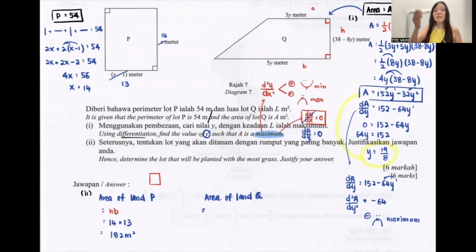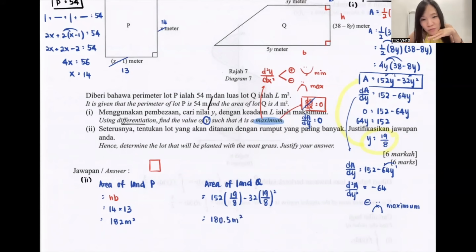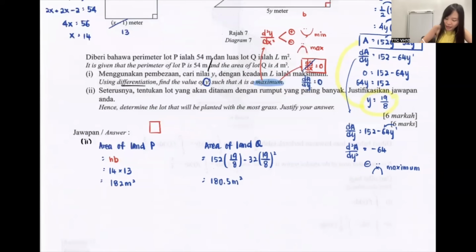Can you guys see? You already have an area equation. So just sub inside. 152 times 19/8 minus 32, 19/8 square. Okay? So guys, I press the whole thing, I get 180.5 meters square. So now compare both of them and tell which one has the most grass. So isn't it the answer is land P?